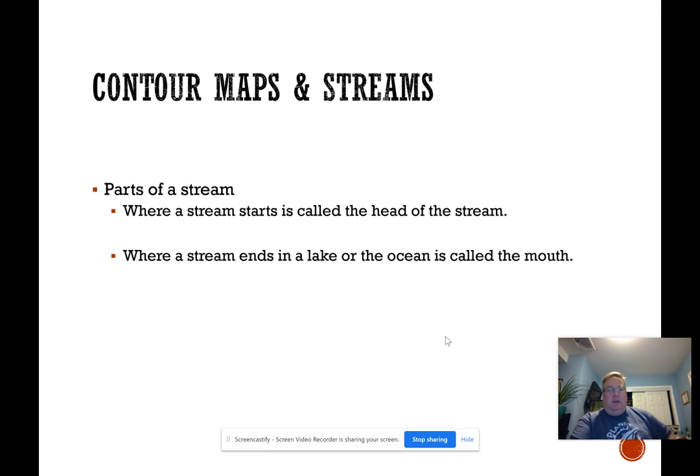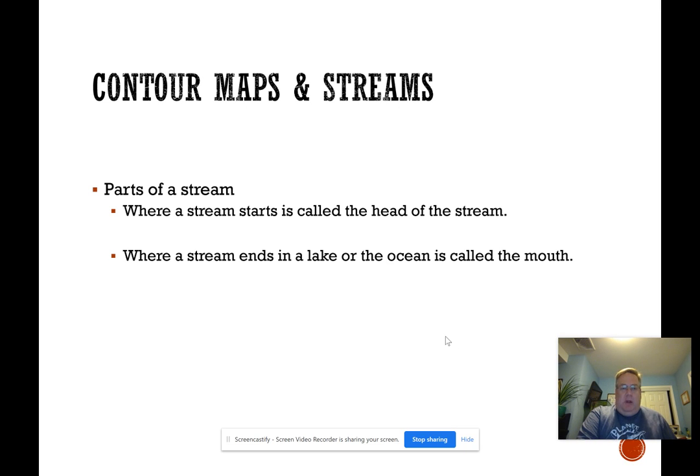Just wanted to continue with our notes for Monday. So we're going to talk about some basic information about contour maps and streams. Okay, just one thing to note is when I'm talking about streams, I could be talking about a river, a creek, whatever you want to call it. So it's any flowing body of water that's inland. Okay, so just keep that in mind.